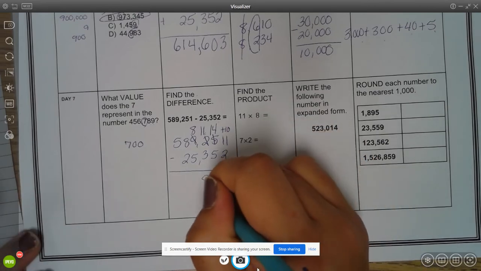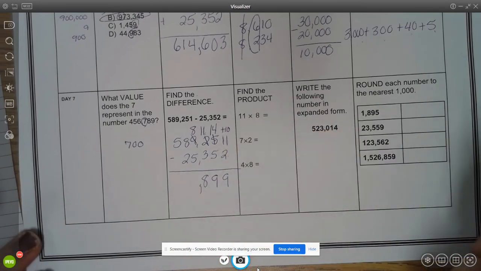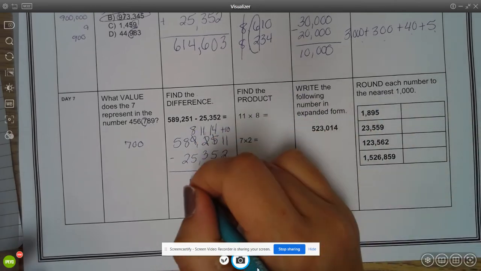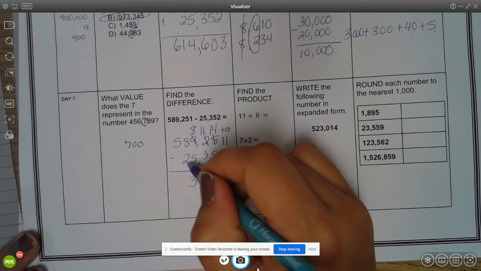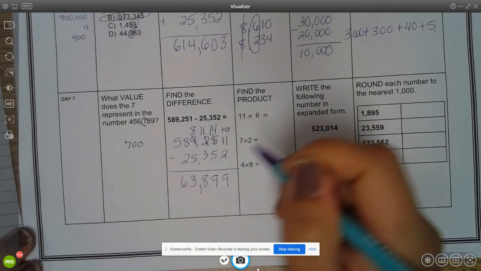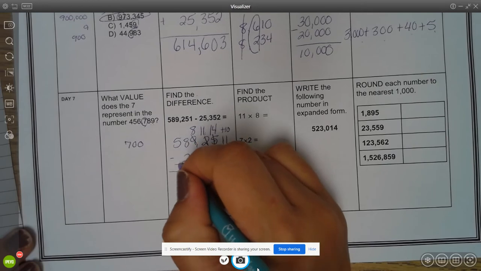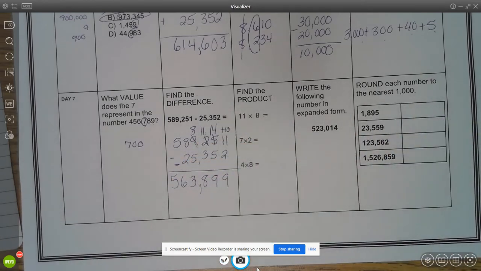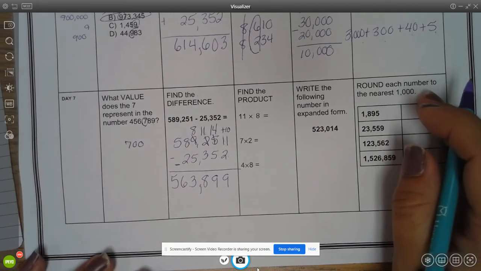is 8. Bring down our comma to separate our units. 8 minus 5 is 3. 8 minus 2 is 6. And 5 minus nothing here in the hundred thousands place gives me 563,899.